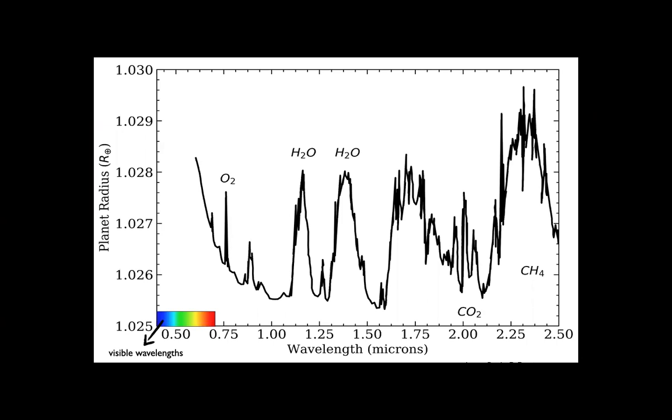So as I'm showing here, it's the planet radius. Literally, the size of the planet is changing as a function of wavelength. And all of these different features that you see are absorption by different molecules or different chemical species in the atmosphere of that planet.